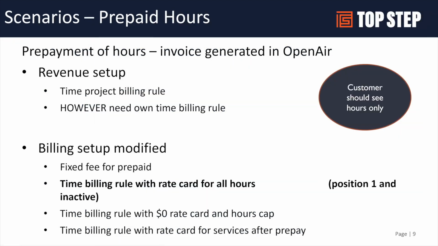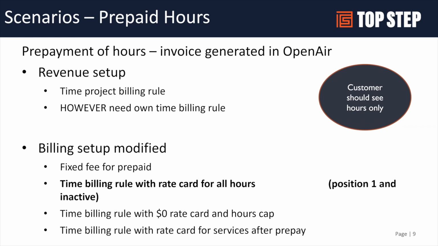On the revenue setup, though, it gets a little tricky here, and there's a trick for us old-timer OpenAir folks. You would have to use a time project billing rule as part of this, the revenue rules. But you might ask, well, how could I use a time billing rule if I don't have a billing rule to take revenue, because we're using a $0 one up to the cap? Good question. So what you would do in that scenario is you would actually have 4 billing rules.